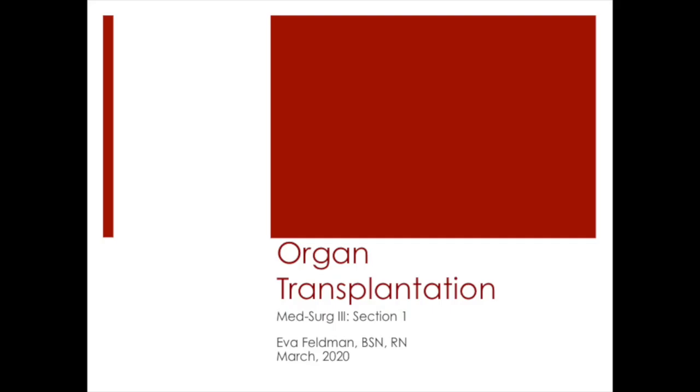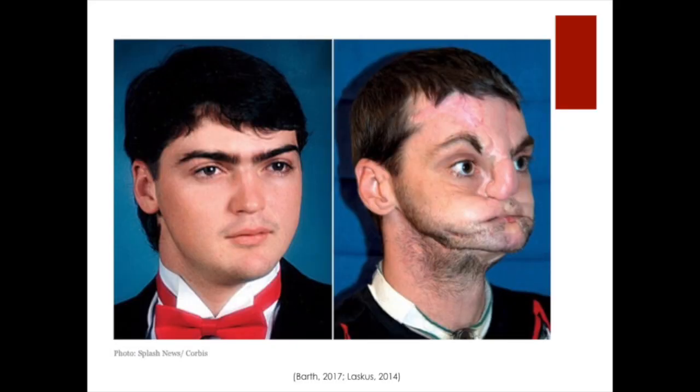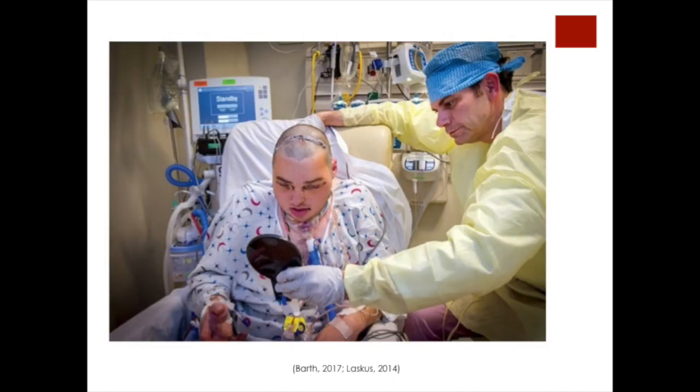Organ transplantation. Because of advances in organ and tissue transplantation, this man, named Richard, after a terrible incident, desperately needed and got a face transplant. This is Richard after surgery. His transplant included not only face, but upper and lower jaw, teeth, tongue, and scalp with hair. This is Richard after his successful transplant.